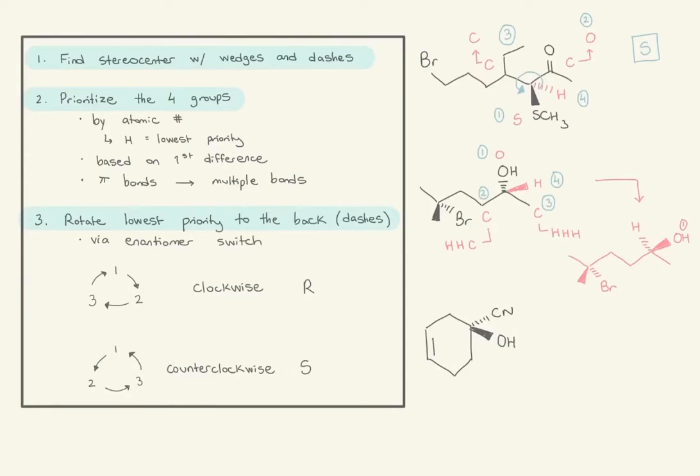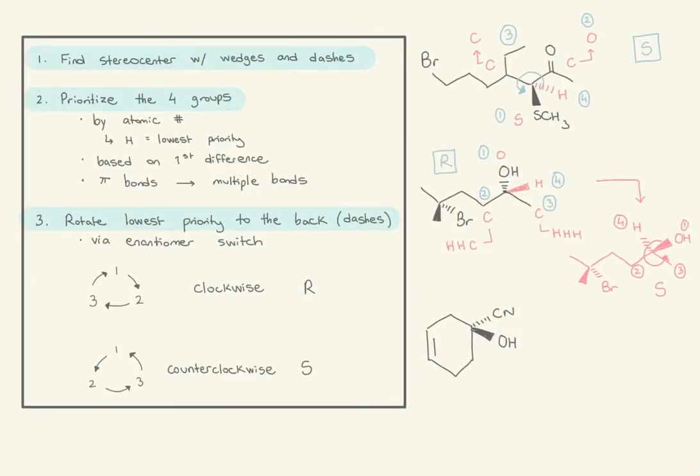Priority will stay the same. And now we can draw our arrow. And we see that it is rotating counterclockwise, and so that is an S. If in the enantiomer it is an S, our original compound will just be the opposite of that. So our original compound will have an R stereochem.